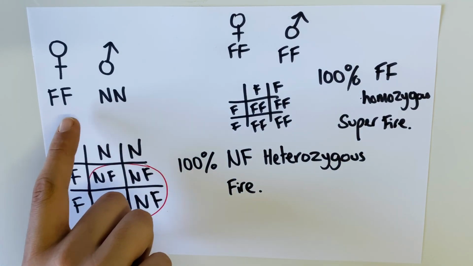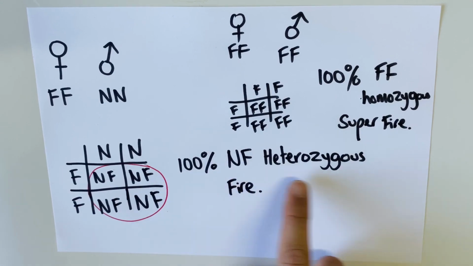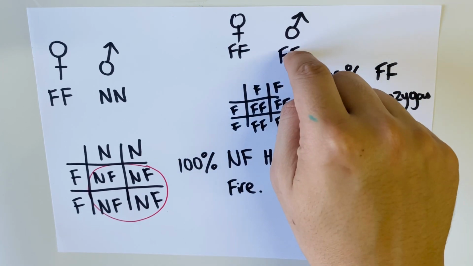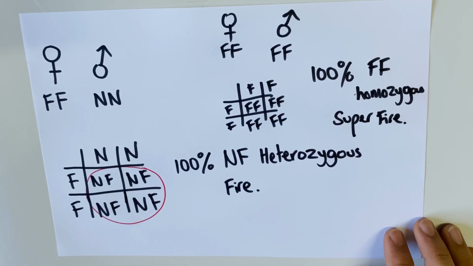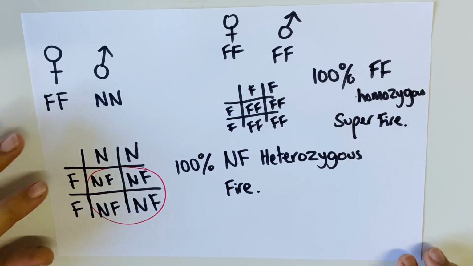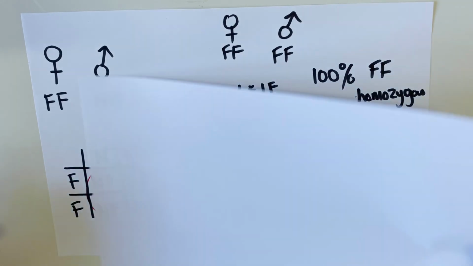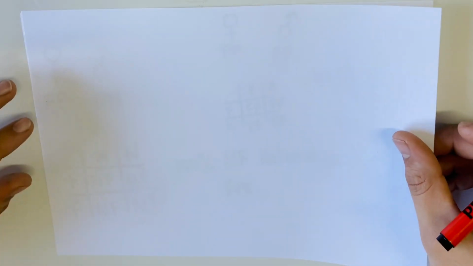Because she's a superfire, she has to pass on one of them, and therefore they'll all be heterozygous fire. If you breed 2 supers together, this would mean that all the offspring would also be superfires. Now, if you were to breed a fire to a normal, we will change over and have a look at that. So, I just place this here.